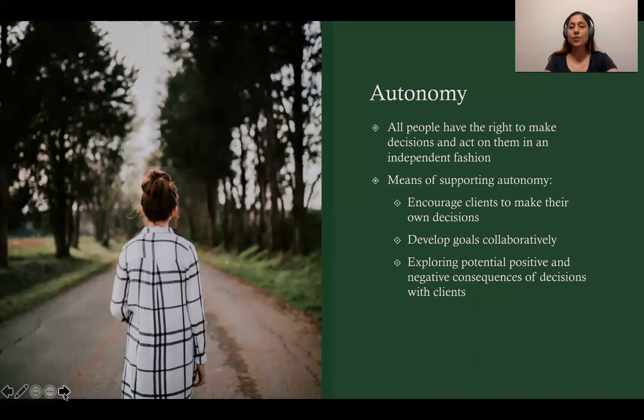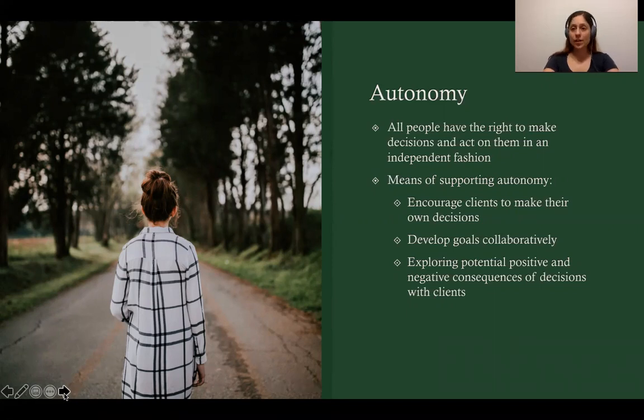The first is autonomy. Autonomy basically says that all people have the right to make decisions and act on them in an independent fashion. This means acknowledging the right of your client to choose and to act in accordance with their own wishes and values, even when you disagree or when you know it's not a good decision.